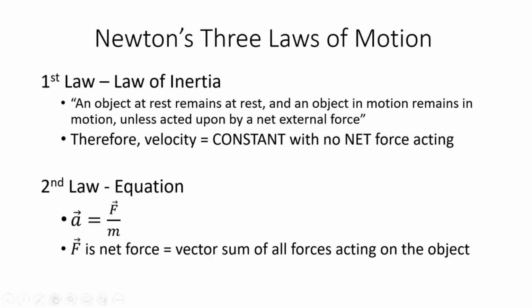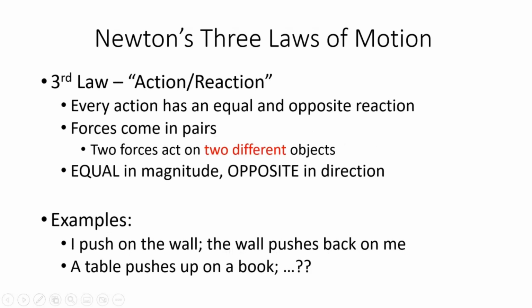Right. So now let's move on to the third law, which is action-reaction, which states that every action has an equal and opposite reaction. So this means that forces come in pairs, and the two forces in a pair are acting on two different objects. Another important thing is that force pairs are equal in magnitude, but opposite in direction. So if I have 6 newtons to the north, the force pair would be 6 newtons to the south. So equal magnitude, opposite direction.